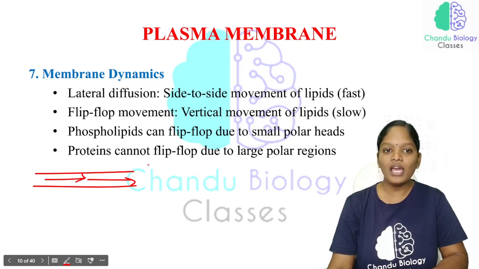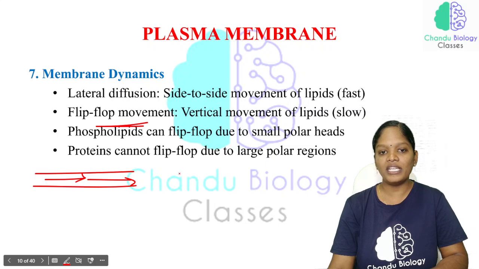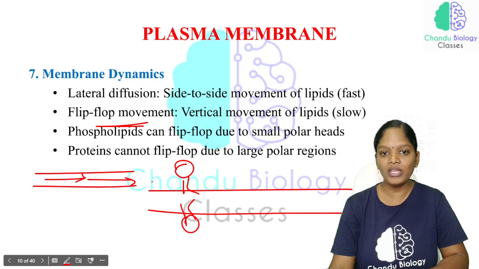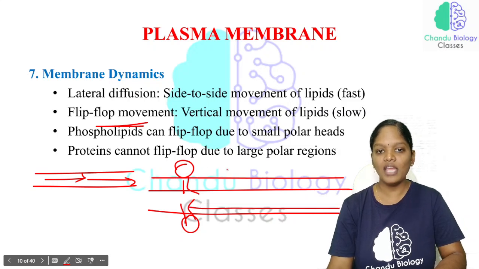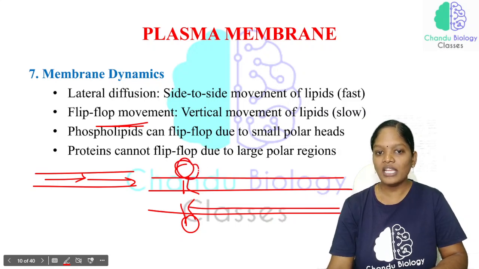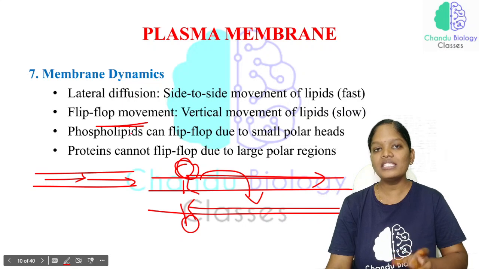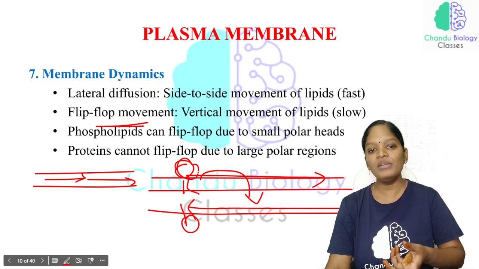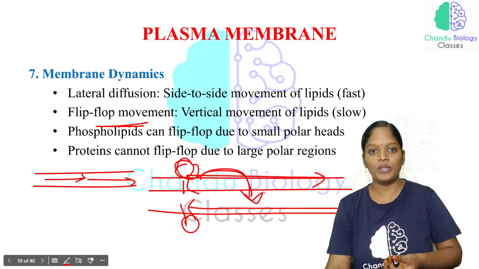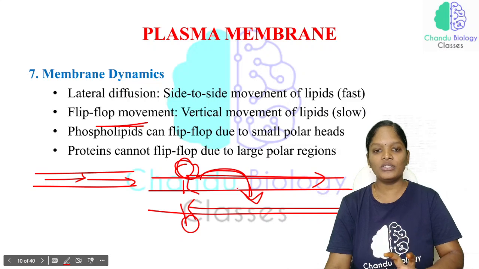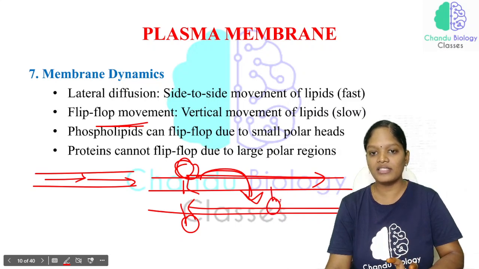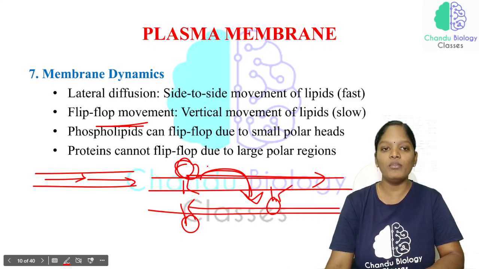Now this is a flip-flop movement. This is a lipid bilayer, and the entire layer will be like this. Now this region will flip downwards. So this is sideways lateral movement, and the flip-flop movement means it will flip here. It is a vertical movement, so it will flip like this. So this is what a flip-flop movement is.